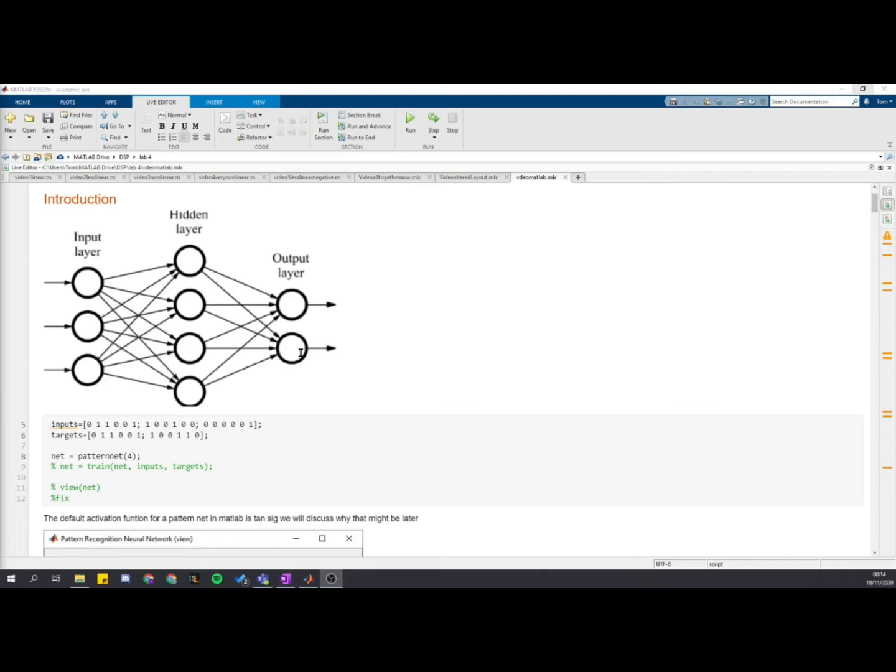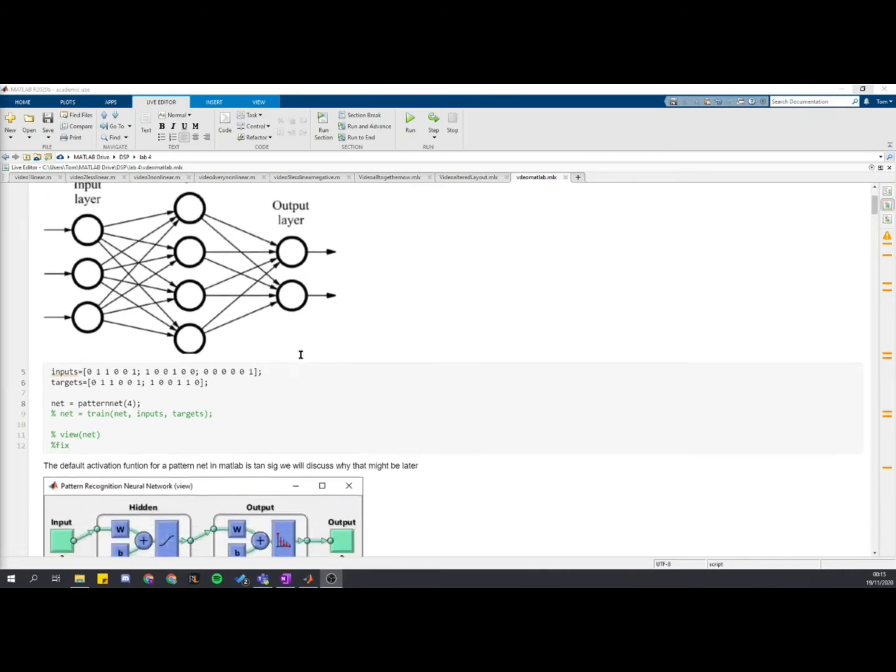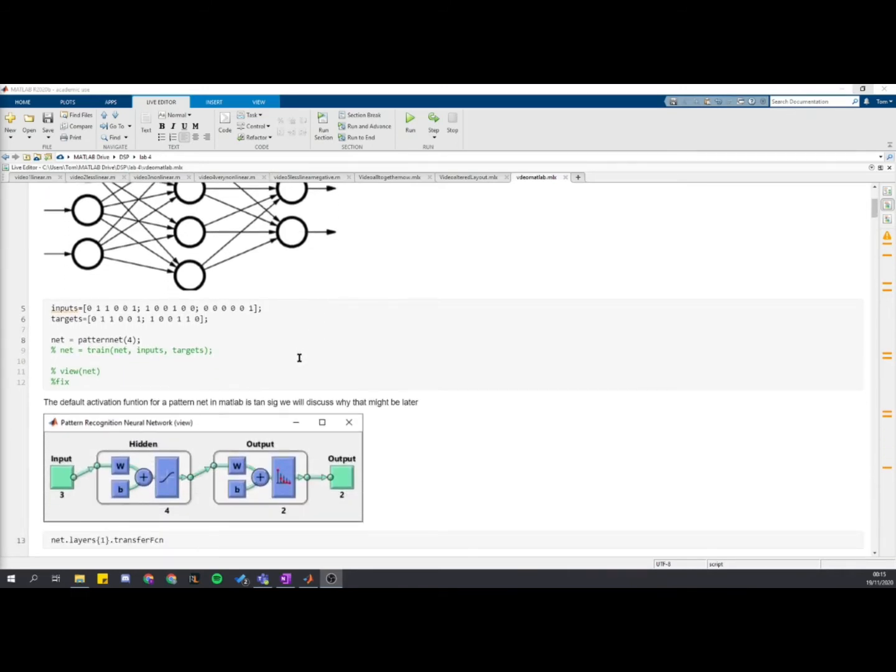Matlab's representation of the same neural network can be seen below that. The default hidden layer activation function for a pattern net is a hyperbolic tangent. We will discuss why that might be the default setting later on in this video.